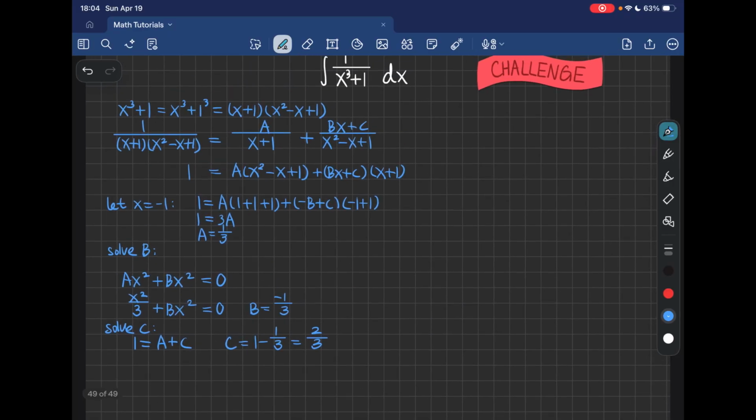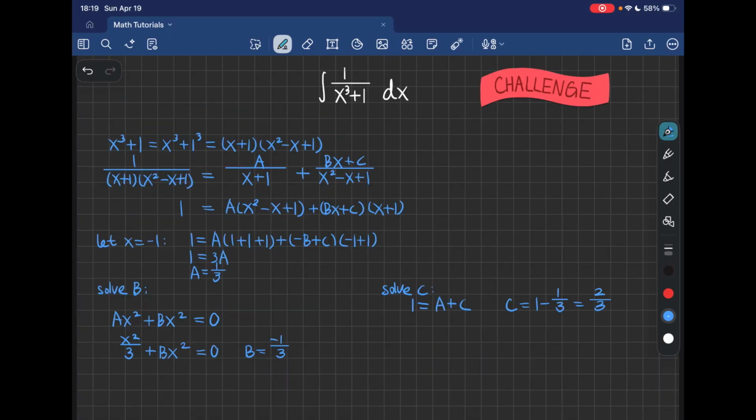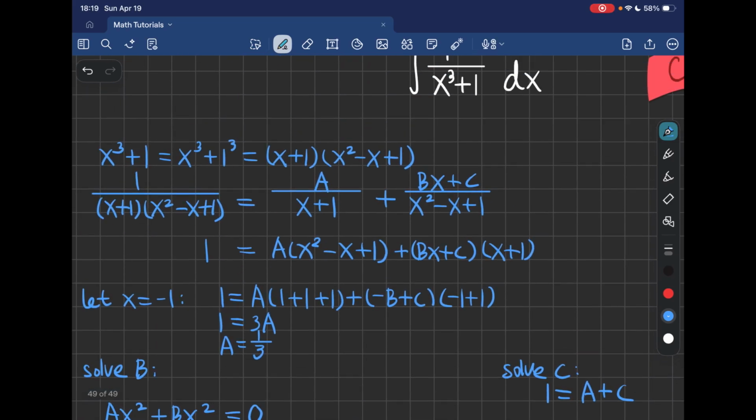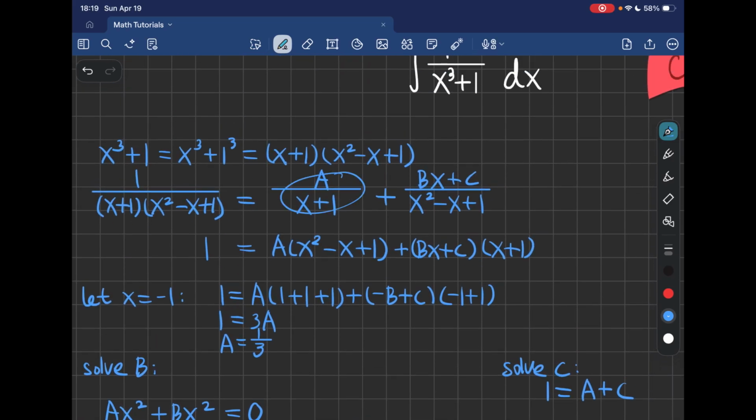Now we can substitute a, b, and c into this partial fractions, and then we can use that to start integrating. Now we can rewrite the original integral. So using the ABC we just found, let's copy it down and rewrite it. That equals, I'll write it as the sum of two separate integrals, one for this and one for that.